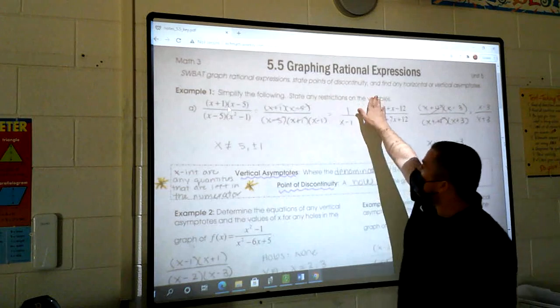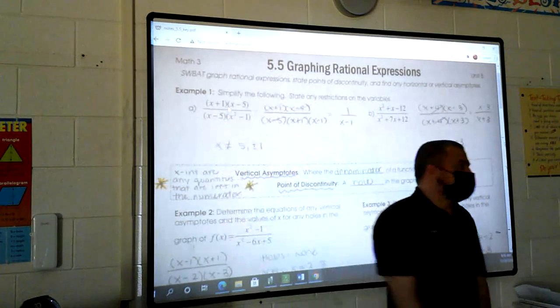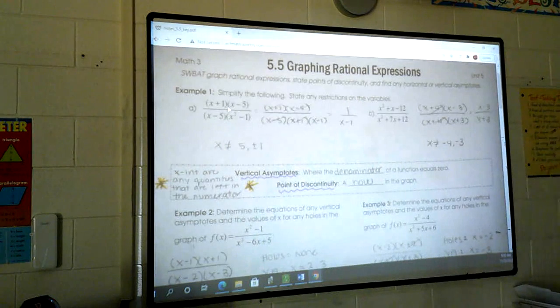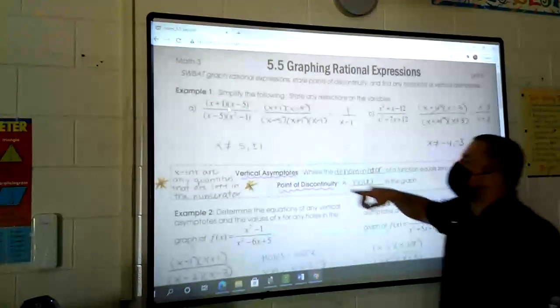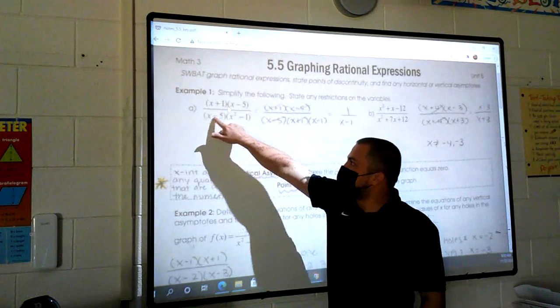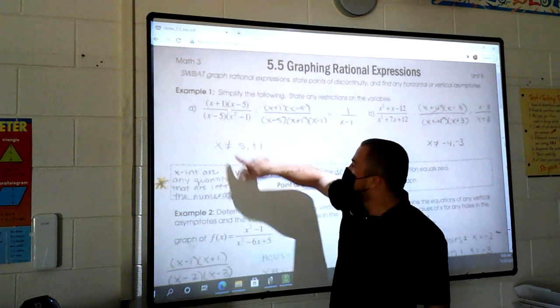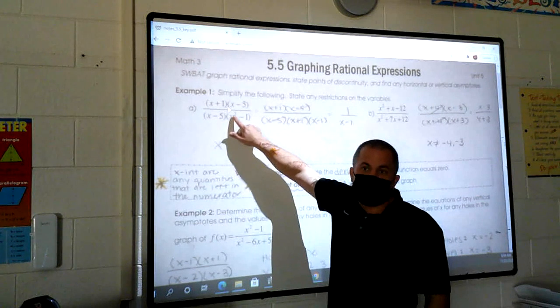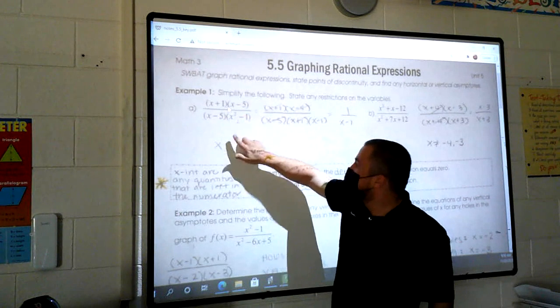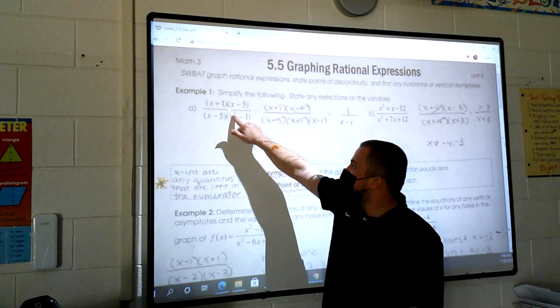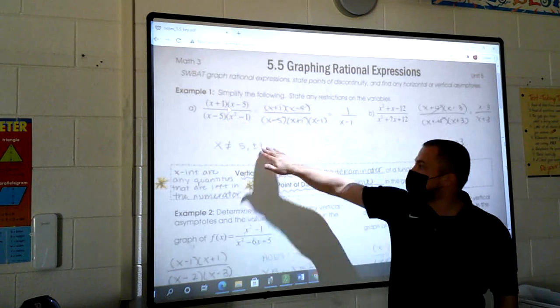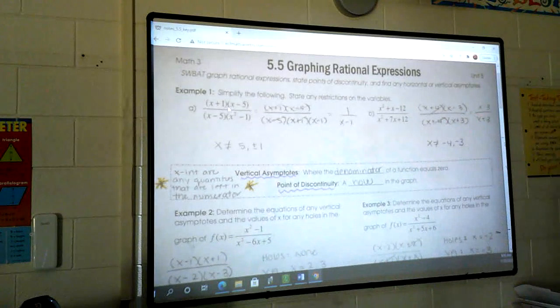The state the restrictions means go to the beginning of the problem, and what numbers would make the bottom 0, basically, the denominator 0. So if it makes the denominator 0, obviously you can't divide by 0. So that means these are not possible. So a restriction would be 5, because 5 minus 5 would make it 0. A restriction would be 1. 1 squared minus 1 would make it 0. Negative 1. Negative 1 squared minus 1 would be 0. So those are your restrictions, 5, 1, and negative 1.